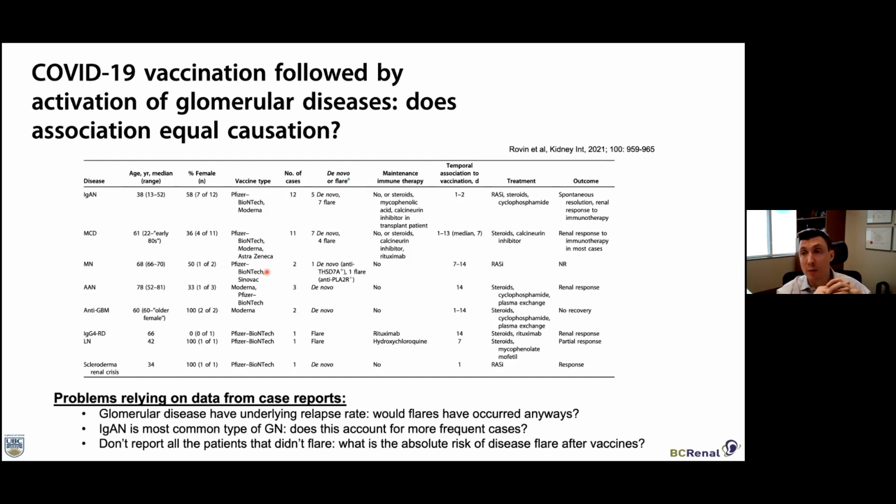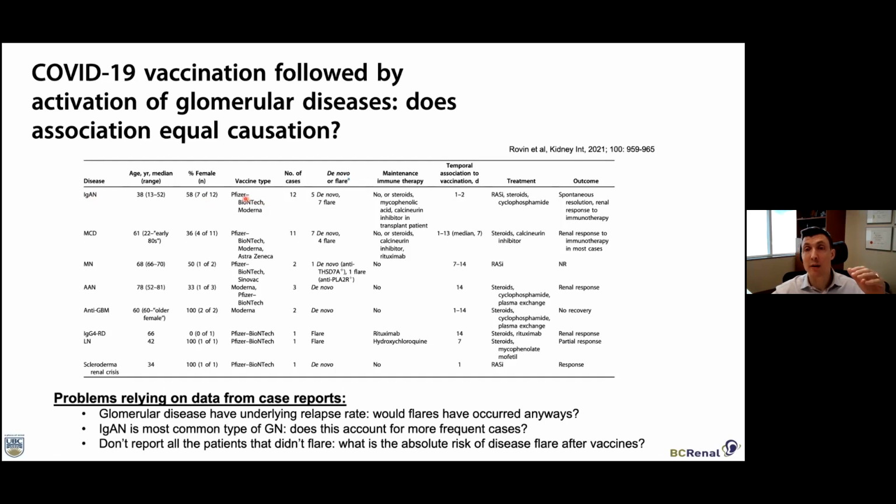Now, if you look at the case reports, the most common type of disease reported is actually IgA nephropathy. However, IgA nephropathy, as I mentioned, is actually one of the most common types of glomerular disease. So is it the fact that IgA nephropathy is just more common that explains why it's more represented in these case reports? Or is there something unique about IgA nephropathy that puts it at risk of flaring after a COVID-19 vaccine? And what these case reports also don't report on is all the multitude of patients with glomerular disease that got a COVID-19 vaccine and didn't flare.